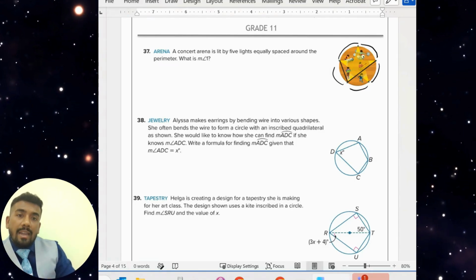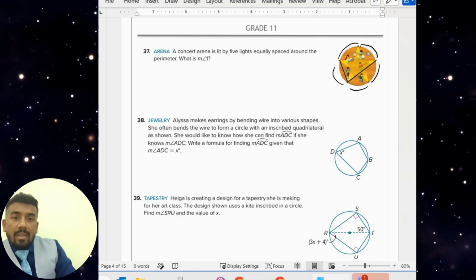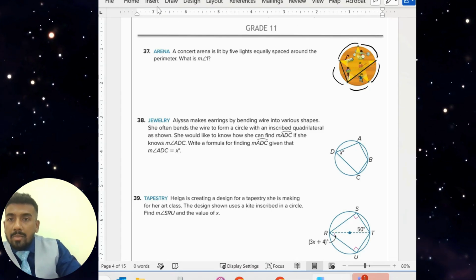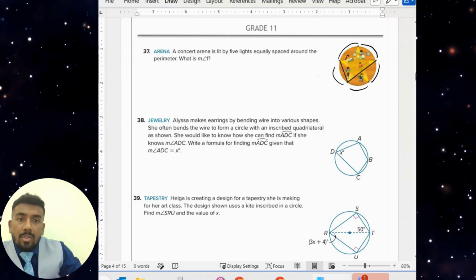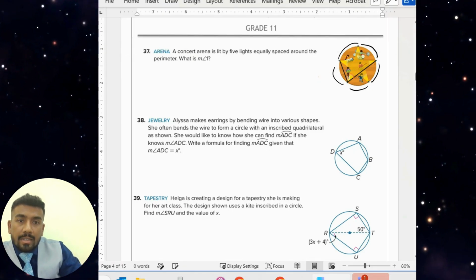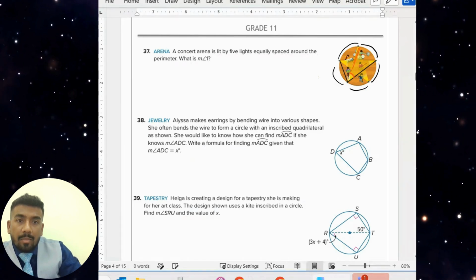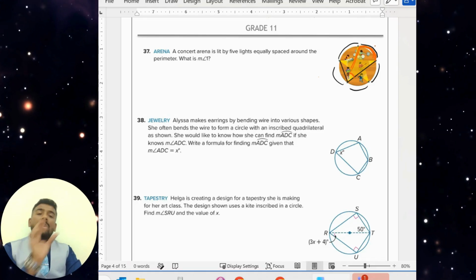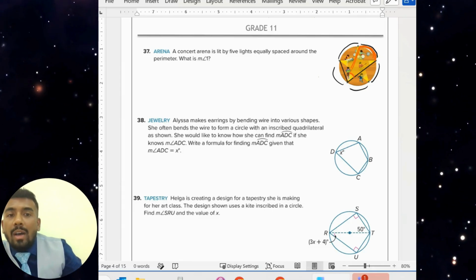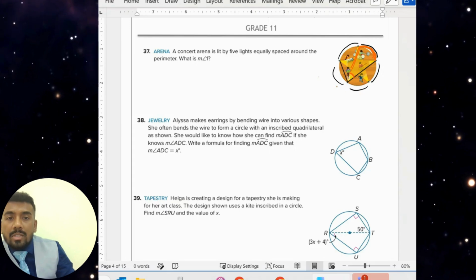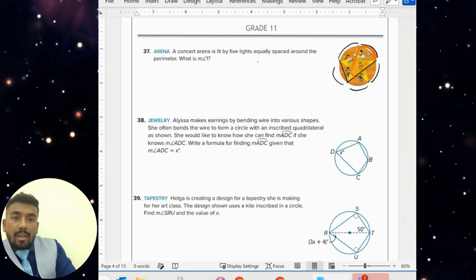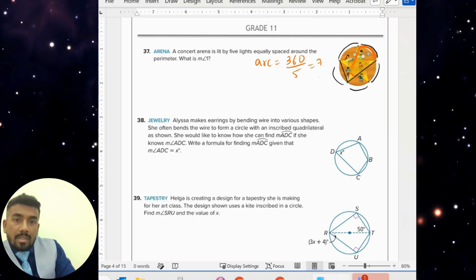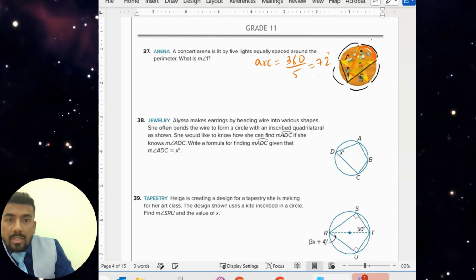So each light, if I talk about only this light, let's take another color so it becomes more obvious. If I want only this light, this takes up how much area? This area. So one measure of arc, the total is how much? 360. And there are five lights. So each arc will be how much? 360 divided by 5. That's how much? 72 degrees. So this is 72 degrees.